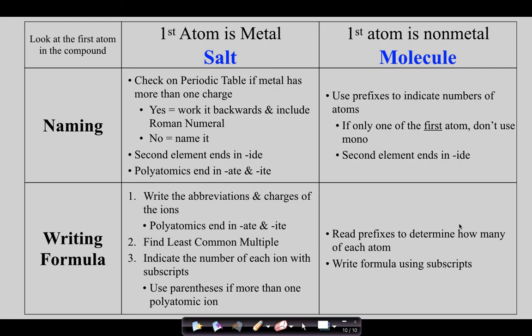Look at number 1. What's the first atom? Sodium. So is that a salt or a molecule? Sodium's element number 11. Sodium's a metal. It's a salt. Now you're thinking Roman numerals, polyatomics, all of that stuff. Work it backwards if you need to. Look at number 2. Phosphorus. Phosphorus is element number 15. It's on the right. It's a nonmetal. It's a molecule. Go from there.